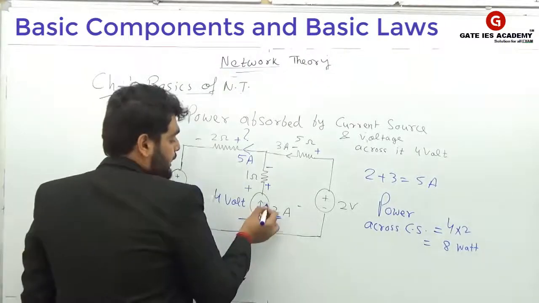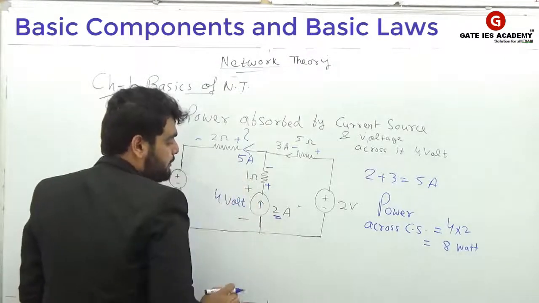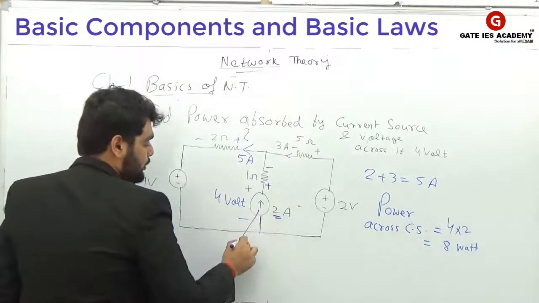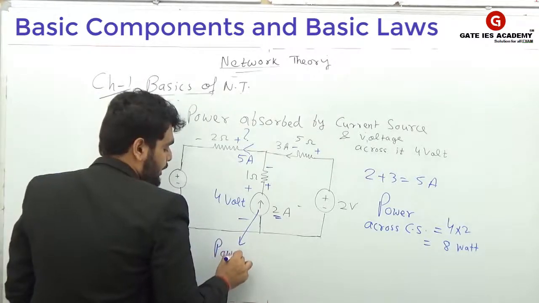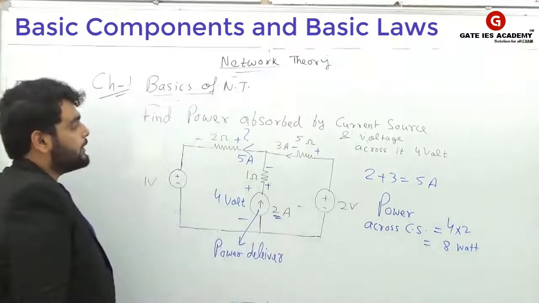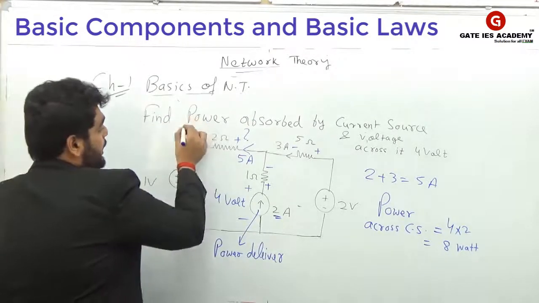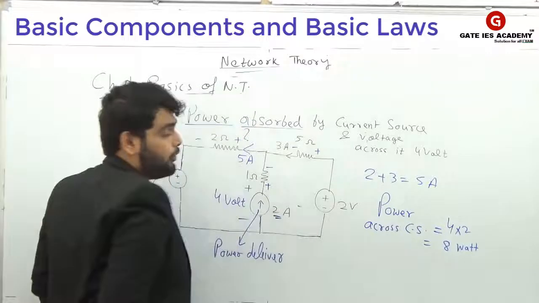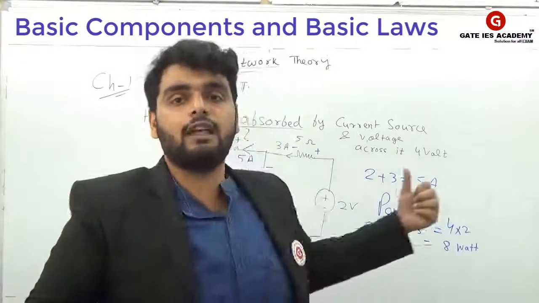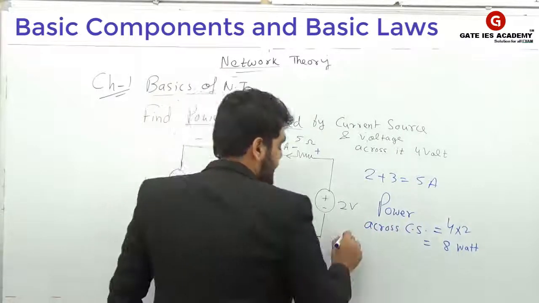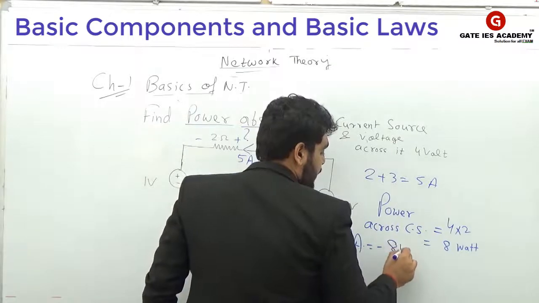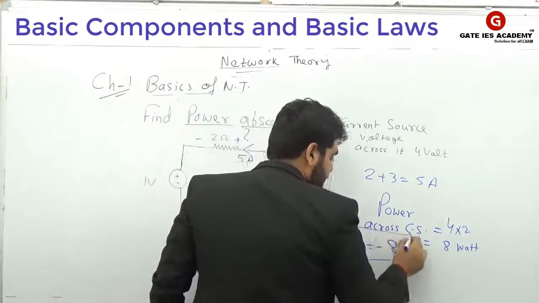So you can see the current is leaving from the positive terminal, and whenever the current leaves from the positive terminal, it actually represents power delivered. But see in the question carefully, what is it asking? In the question they are asking the power absorbed. So they are asking the thing which is opposite to what is happening in the network. So guys, power absorbed will be negative of what we have found out, minus 8 watt.